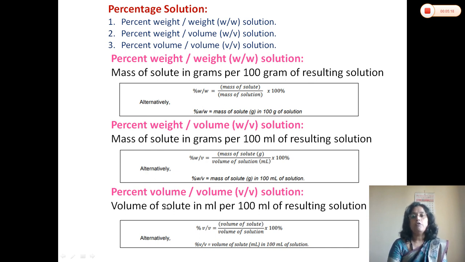Third, the percent volume by volume, given by the V/V solution, can be defined as the volume of solute in ml dissolved in 100 ml of resulting solution. The formula of percent volume by volume is the volume of solute upon the volume of solution into 100. In percent volume by volume, both the solute and solvent are in liquid form. In percent weight by volume, the solute is solid and the solvent is liquid. But in percent weight by weight, the components may be solid or liquid.